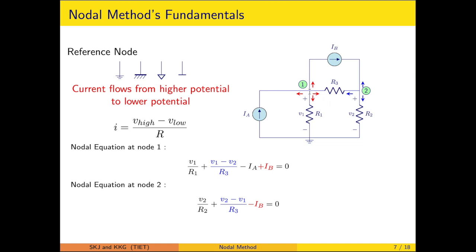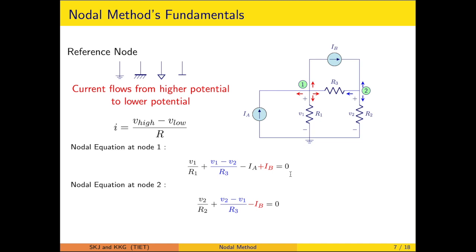Corresponding to this one, we are presuming that this is the direction. So V1 is at higher potential with respect to V2, and that gives you the value V1 minus V2 upon R3. This IA, which is an actual current source, is opposite to our convention of the outward current, so that is with minus IA. Here it is IB, which is coming out positive. So this is how the nodal equation is written.